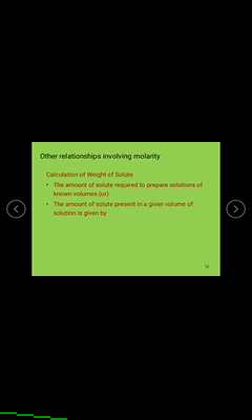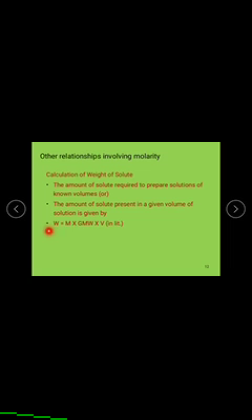Other relationships involving molarity: how to calculate the weight of the solute, that is, the amount of solute required to prepare a solution of a given volume. The amount of solute in the given volume of the solution is given by W is equal to M into GMW into V in liters.